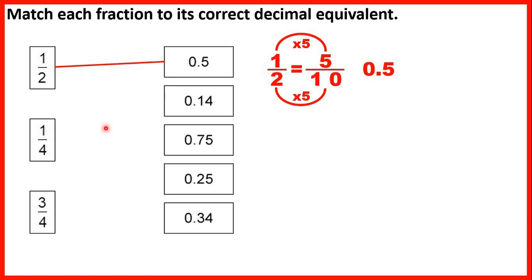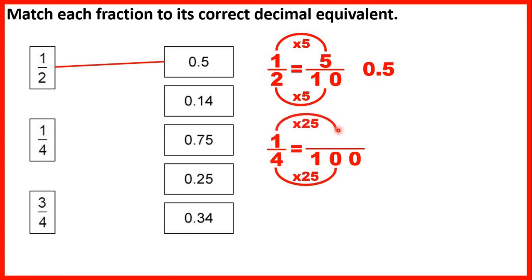Now we need to find a decimal that's equivalent to 1/4. We can't change 1/4 into tenths because 10 is not in the 4 times table, but we can find an equivalent fraction with a denominator of 100. 4 times 25 is 100, because if we divide 100 by 4, we get 25. And then what we do to the denominator, we do to the numerator as well. So 1/4 is equivalent to 25 hundredths, so that's 0.25.